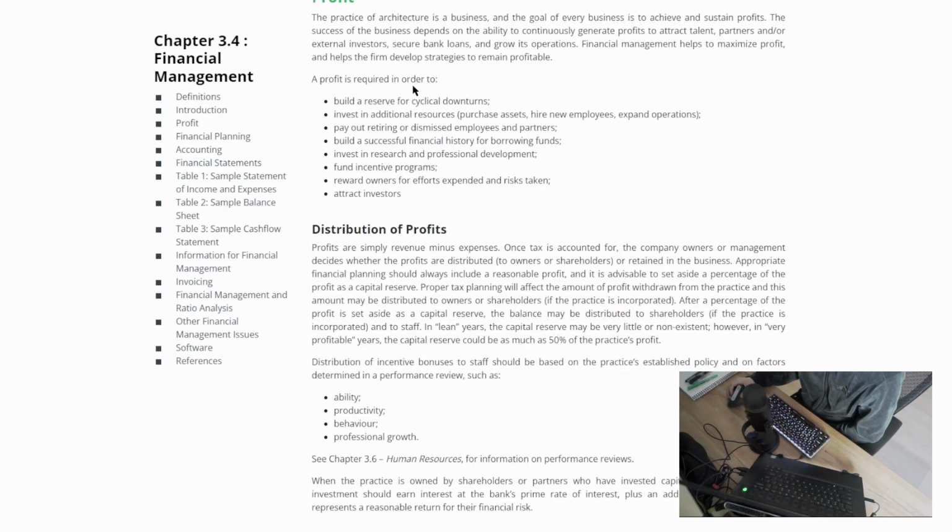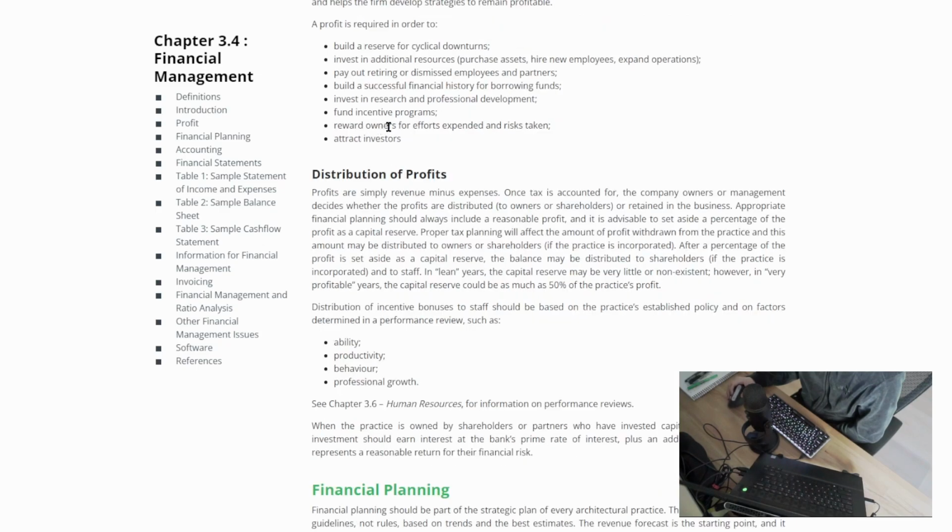A profit is required in order to build a reserve for cyclic downturns, invest in additional resources, purchase assets, hire new employees, expand operations, pay out retiring or dismissed employees and partners, build a successful financial history for borrowing funds, invest in research and professional development, fund incentive programs, reward owners for efforts expended and risks taken, attract investors.